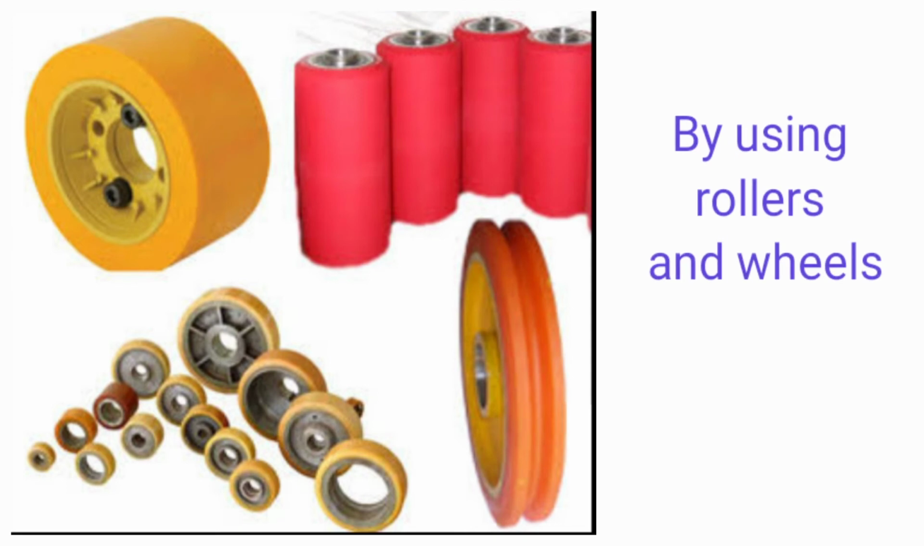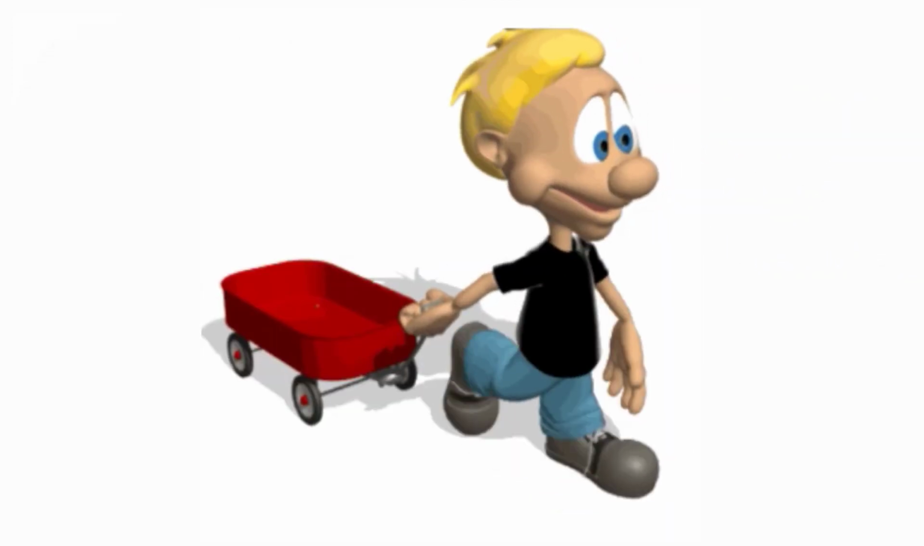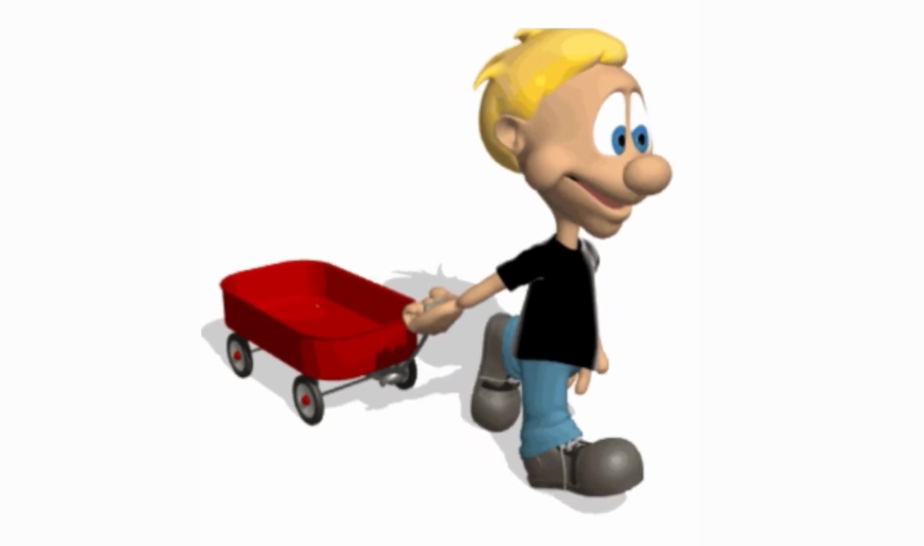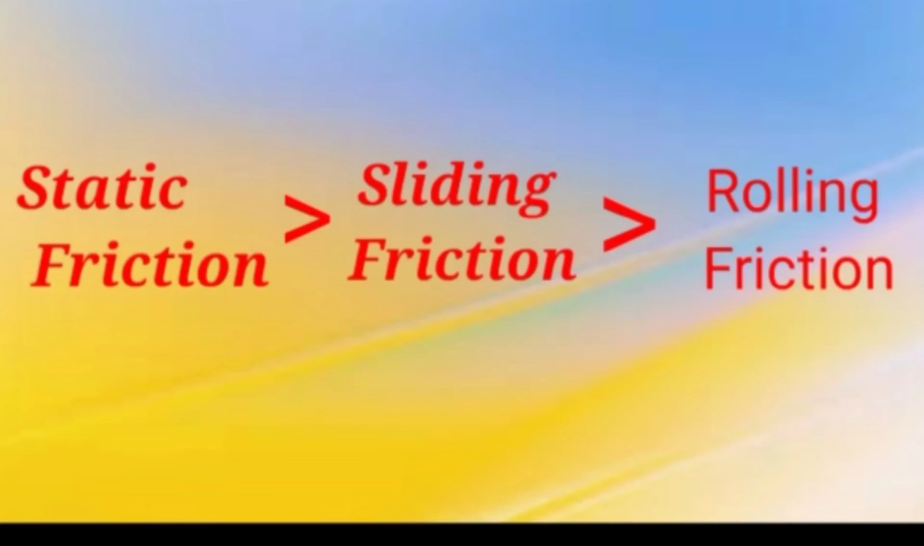Fifth, by using rollers and wheels. Use of wheels between surfaces moving over each other reduces friction. We know that rolling friction is very less than the sliding friction between the two surfaces in contact.